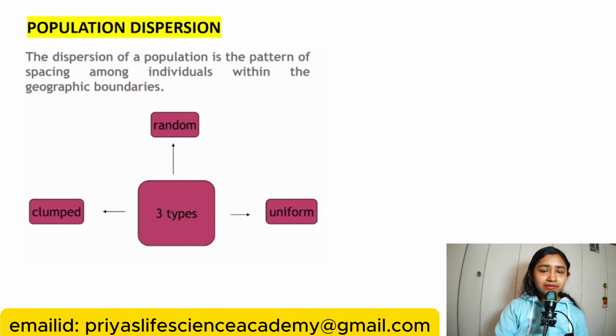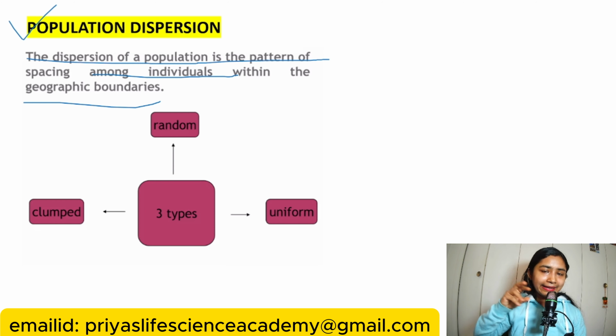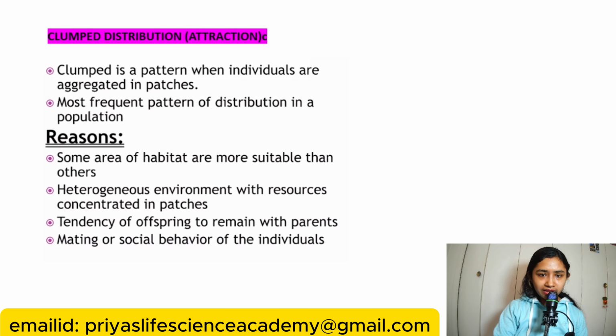Now the third characteristic of a population, which is population dispersion or population distribution. The dispersion of a population is the pattern of spacing among individuals within the geographic boundaries. Okay, so there are 3 types of spacing, like how the animals are spaced. So randomly spaced or uniformly spaced, or they are in a clumped conformation. So let's dive into it. Number 1 is clumped distribution or clumped dispersion, which is a result of attraction.